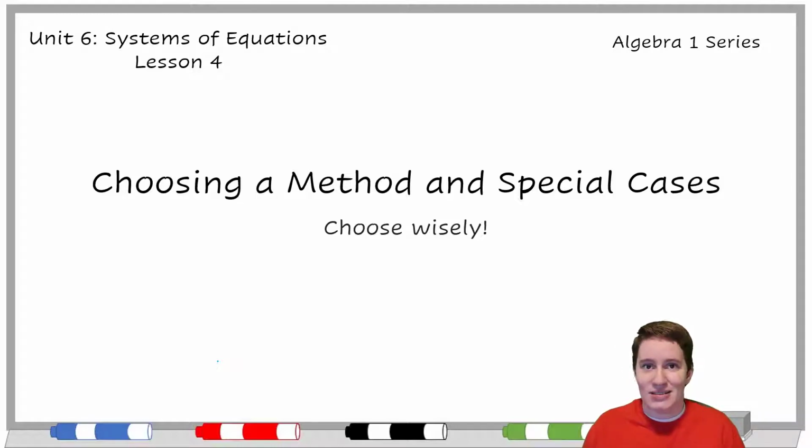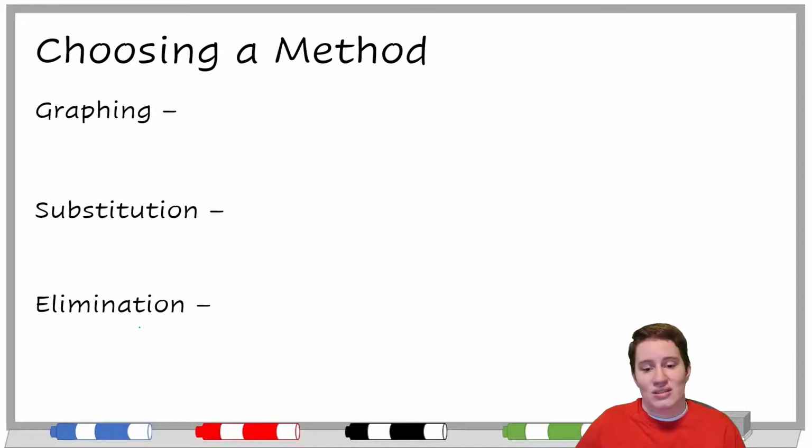So we don't have high stakes here for choosing. The worst that can happen is that it wasn't the easiest method. But we're going to talk about here at the beginning, how do we decide? How do we pick what is probably going to be the easiest method? So let's see. Here's our three methods: graphing, substitution, and elimination.